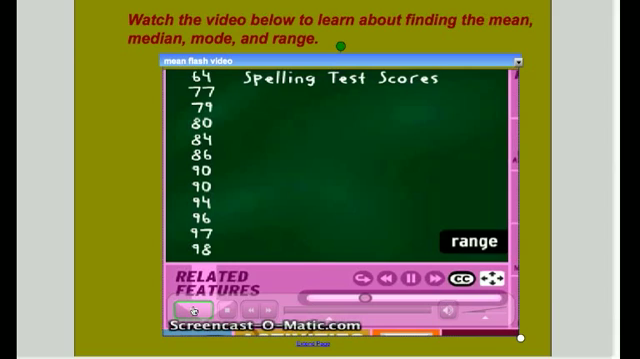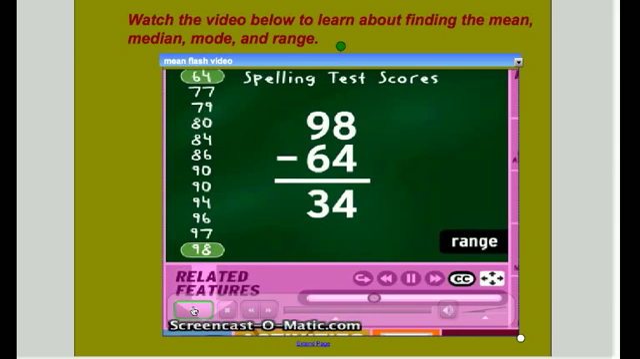The range is the difference between the highest and lowest scores. Subtract the lowest score from the highest score to get the range. So the range of this list of scores is 34.